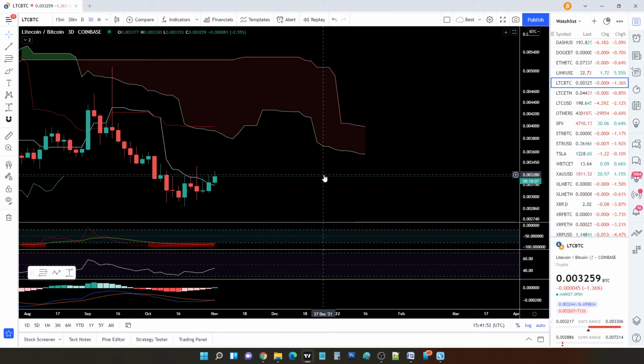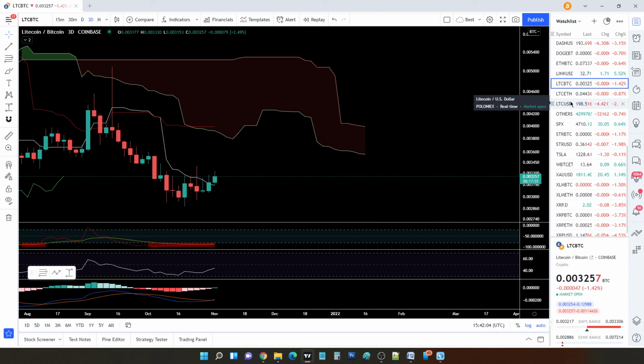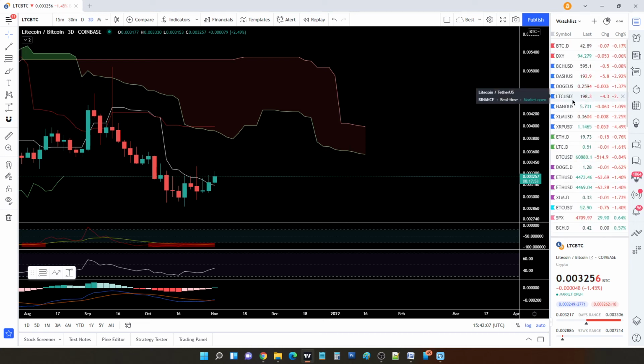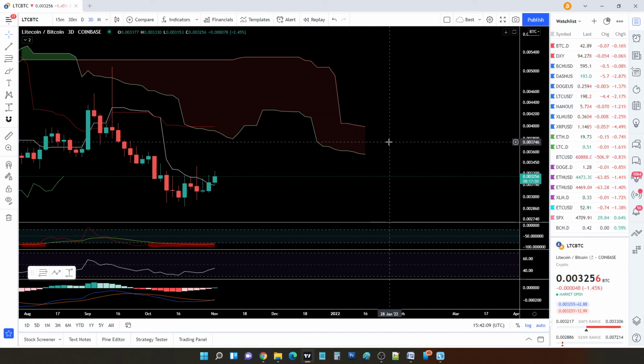So it would make sense to allocate some of your Bitcoin holdings. If you're still holding on to Bitcoin, it would make sense to sell some of your BTC for LTC, at least for the month of November. This is what I would suggest. I'm not a price advisor, but this is what the chart is telling me. So that was my analysis of Litecoin for the month of November.